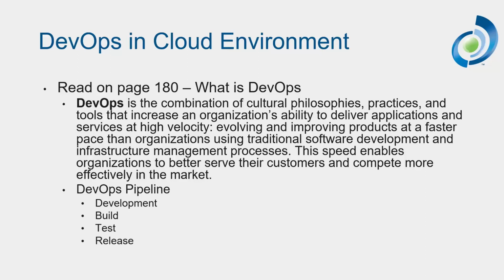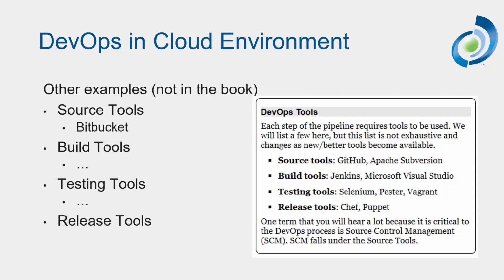So in our DevOps pipeline, we talk about things such as development, build, test, and release. So let's jump over here and look at some of our tools. So we have our source tools like Bitbucket.